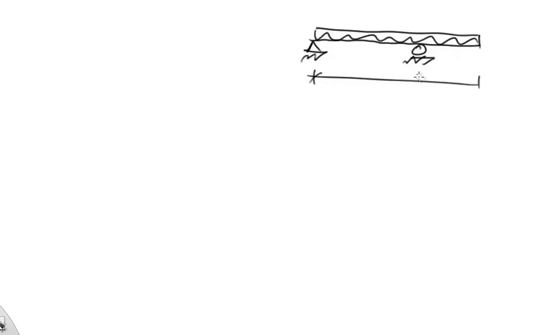Suppose I have a beam, it's a simple beam with an overhanging part, and I have a distributed load, like this. The dimensions I have are: the load here is 10 kilonewtons per meter, and this length is 10 meters, and this length is 2 meters only.